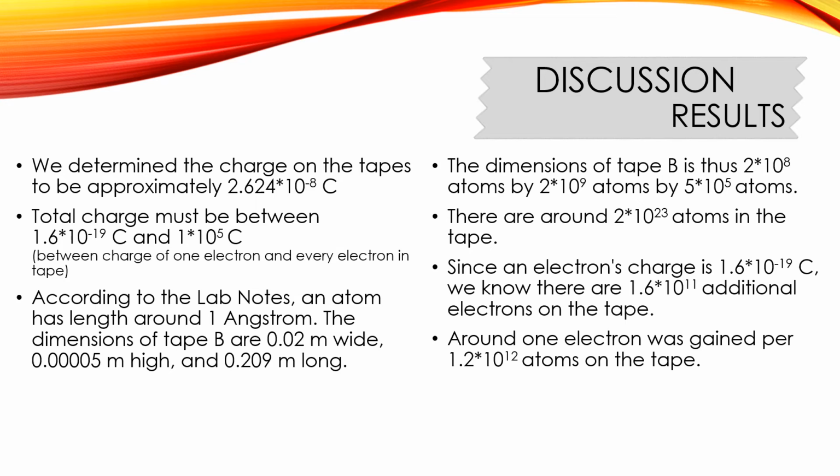Results. We determined the charges on the tapes to be approximately 2.624 times 10 to the negative 8 coulombs, and this makes sense because it's pulling the charge of one electron at every electron on the tape. We did some calculations for how many atoms there are on the tape, and we also know that an electron's charge is 1.6 times 10 to the negative 19 coulombs, so we can know how many electrons were added. Now that we have the numbers of how many atoms there are and how many electrons we added, we know that one electron was added per every 1.2 times 10 to the 12 atoms in the tape.